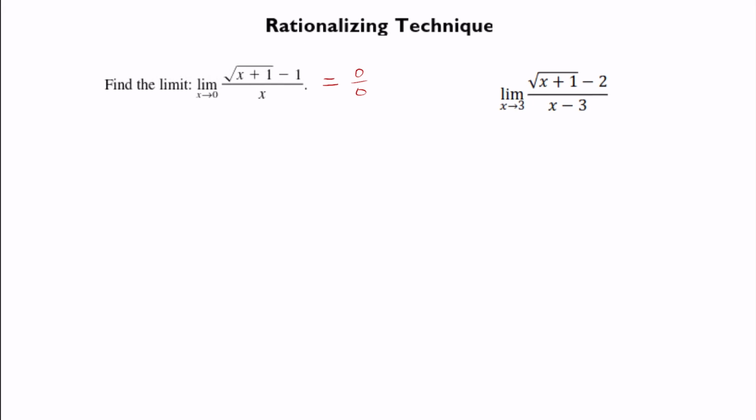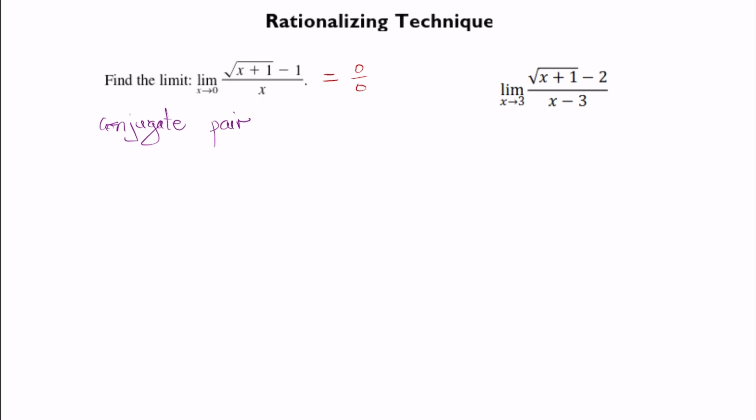And to rationalize, we need to find the conjugate pair. So the conjugate pair of our numerator is going to be the square root of x plus 1, plus 1. This is the conjugate pair. We are going to multiply both the numerator and denominator by this conjugate pair. So that gives us the square root of x plus 1, plus 1, divided by the square root of x plus 1, plus 1, times the square root of x plus 1, minus 1, divided by x.